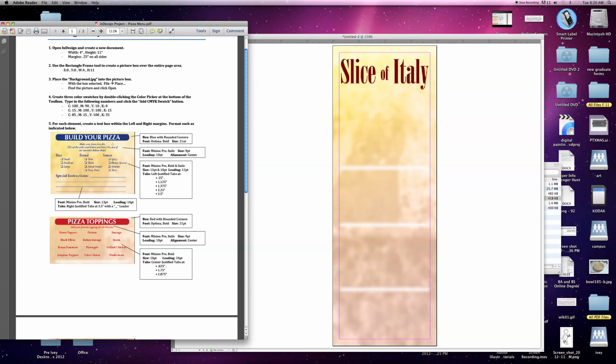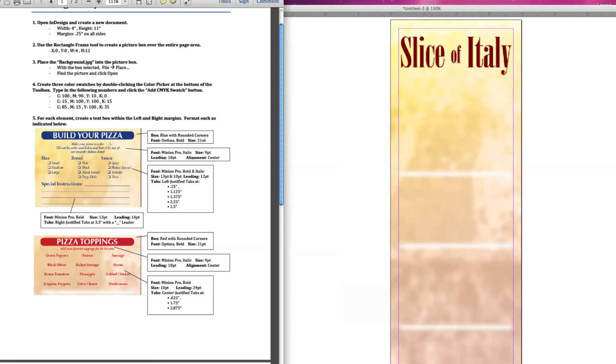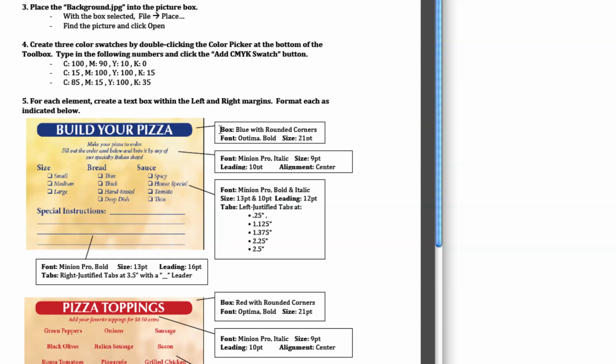Next, let's create the different areas of the menu. If you'll notice on the instructions, I've given you how to format each area, what the font, the size, the tabs that should be set. Every area that you see text will have to have its own text box. So let's do the Build Your Pizza area first.